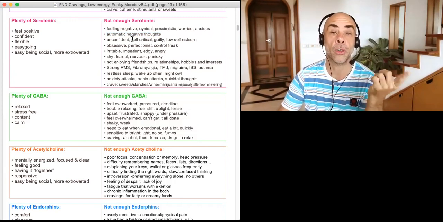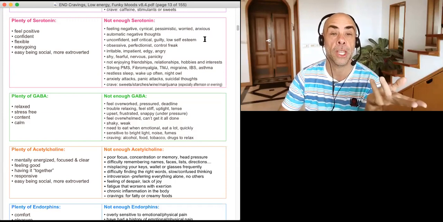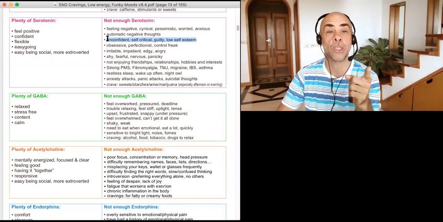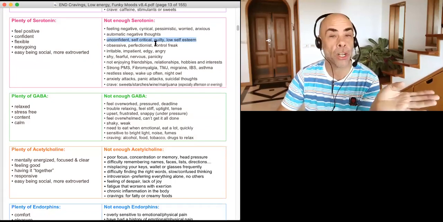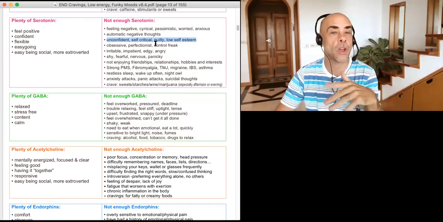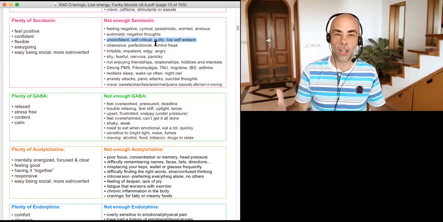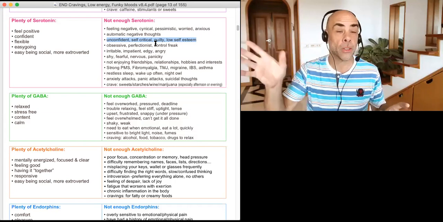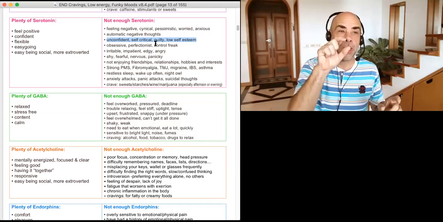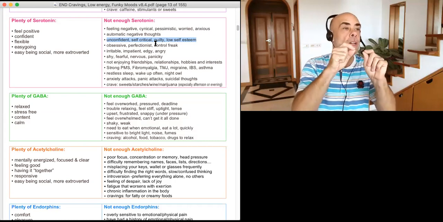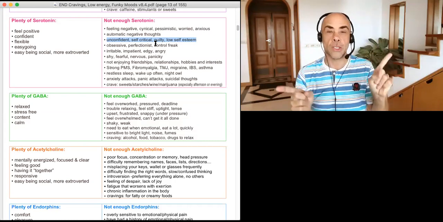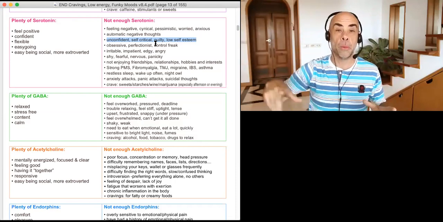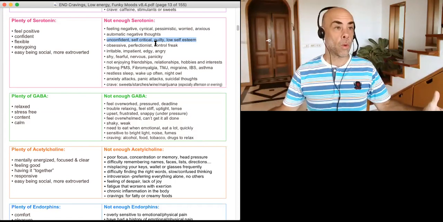Unconfident, self-critical, guilty, or low self-esteem. Frankly, you probably can't tell from the way I am now, but I had that most of my life. I just was never confident, I was always critical. I always felt guilty or wrong. I always had low self-esteem. And it wasn't until I actually took an illegal drug that, by the design or the nature of that drug, it activates all the energy circuits in the brain. It floods serotonin, GABA, acetylcholine, and dopamine. And all of a sudden I'm like, whoa, I found a new me.